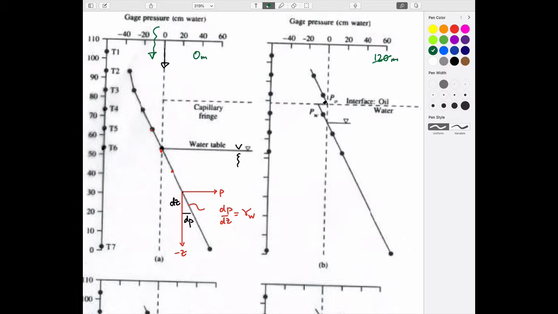It's sitting on top of the water table. The water table was at this depth here. What it's done is it's moved it up. So this is now the new water table from here to here.